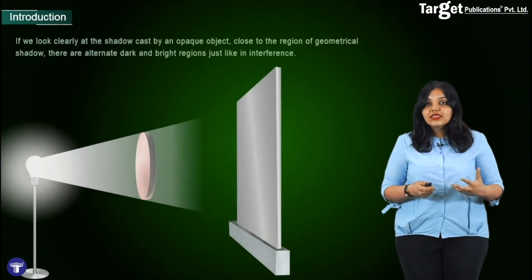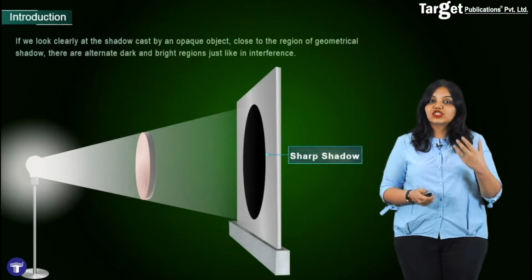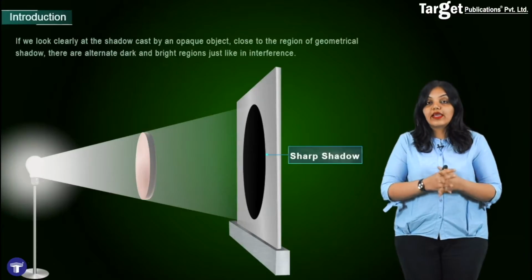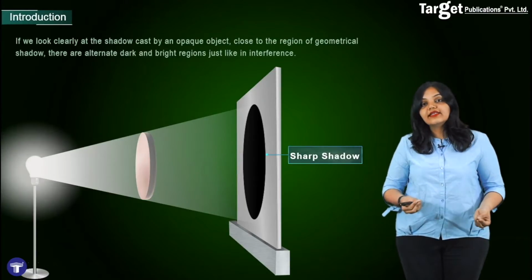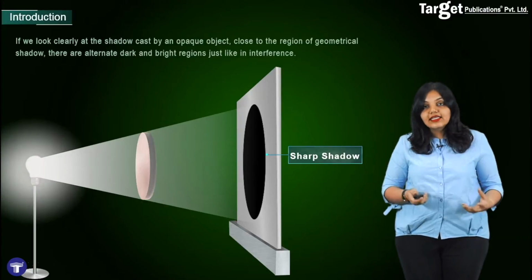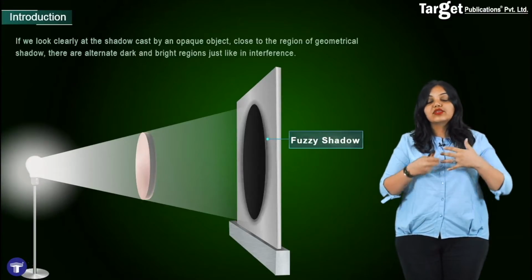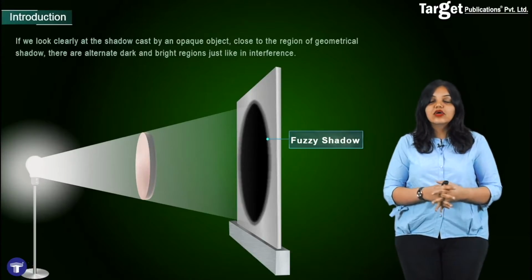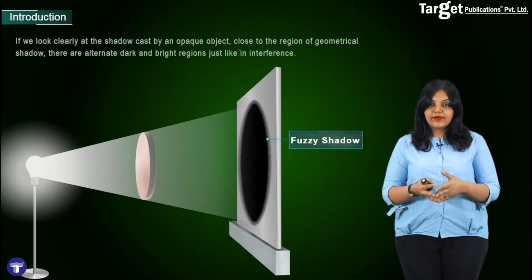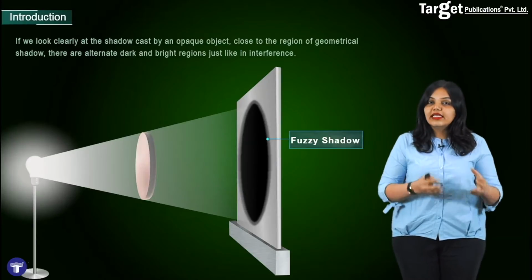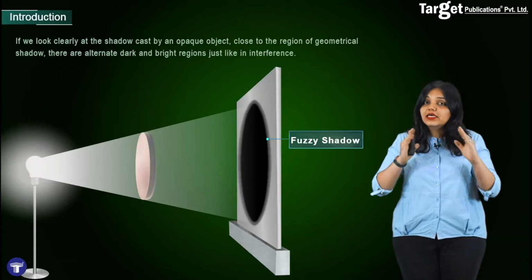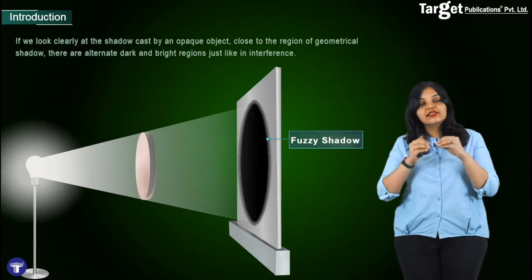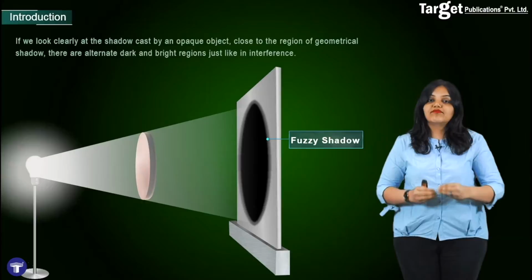So what exactly is diffraction? Diffraction is observed when you try to see what happens to a shadow which is cast of an opaque object. When light casts a shadow of an opaque object, you expect that the shadow should be sharp. But in reality, the edges are not sharp, but you have what is known as a fuzzy shadow. So why exactly is this happening? The answer is that light is bending at the edges of this object and entering regions which should have been a perfect shadow, but some light is reaching into this region which should have been a shadow.